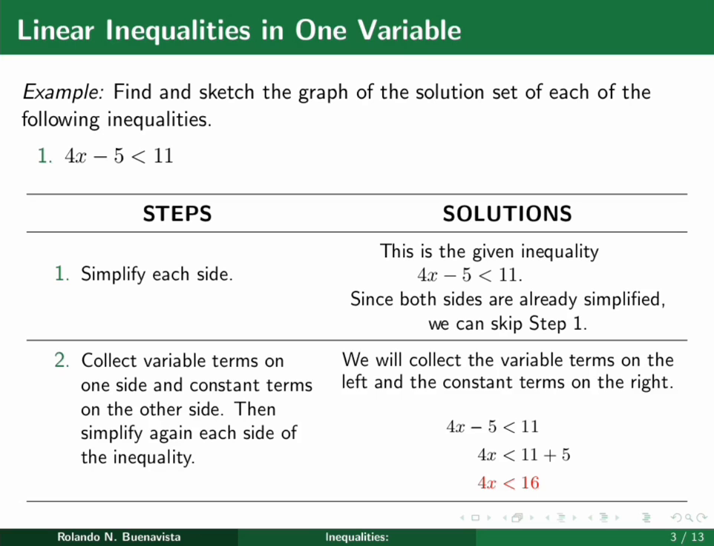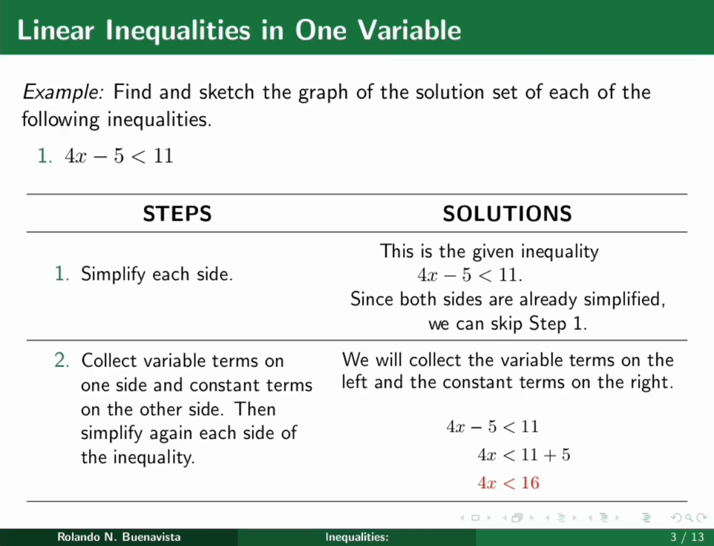So our next step is to collect variable terms on one side and constant terms on the other side. Then simplify again each side of the inequality. Our given inequality is positive 4x minus 5 less than 11. Before collecting variable terms and constant terms, we have to identify first which terms are constant and which terms are connected by a variable. In this case, it is clear that negative 5 and positive 11 are constant terms and positive 4x is a variable term.